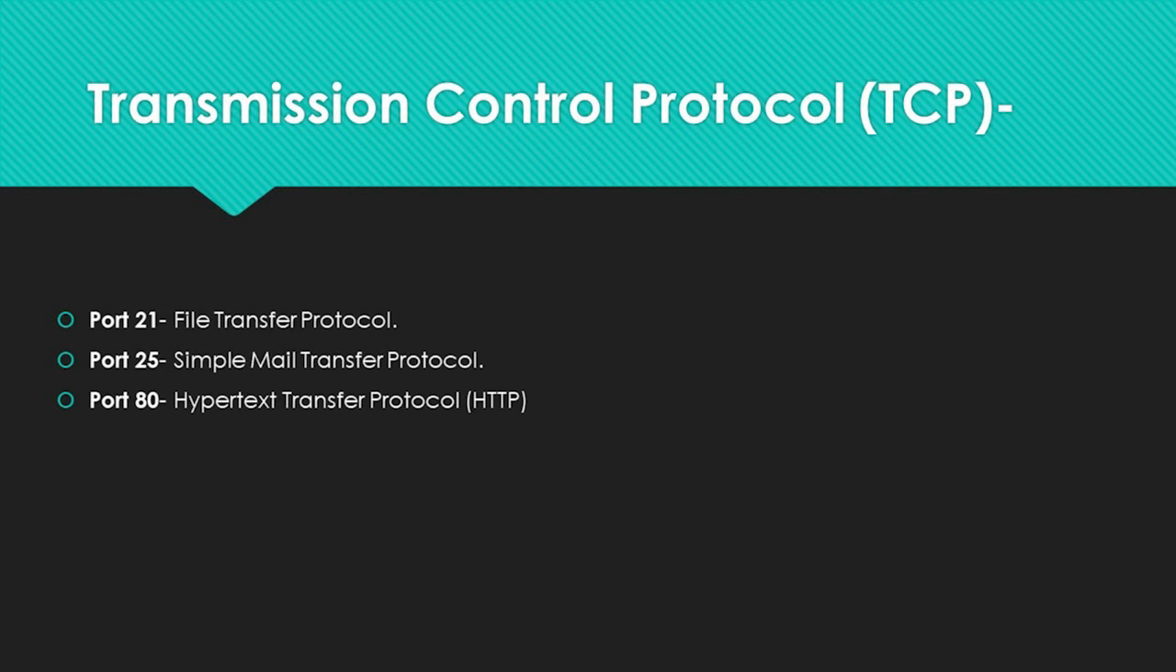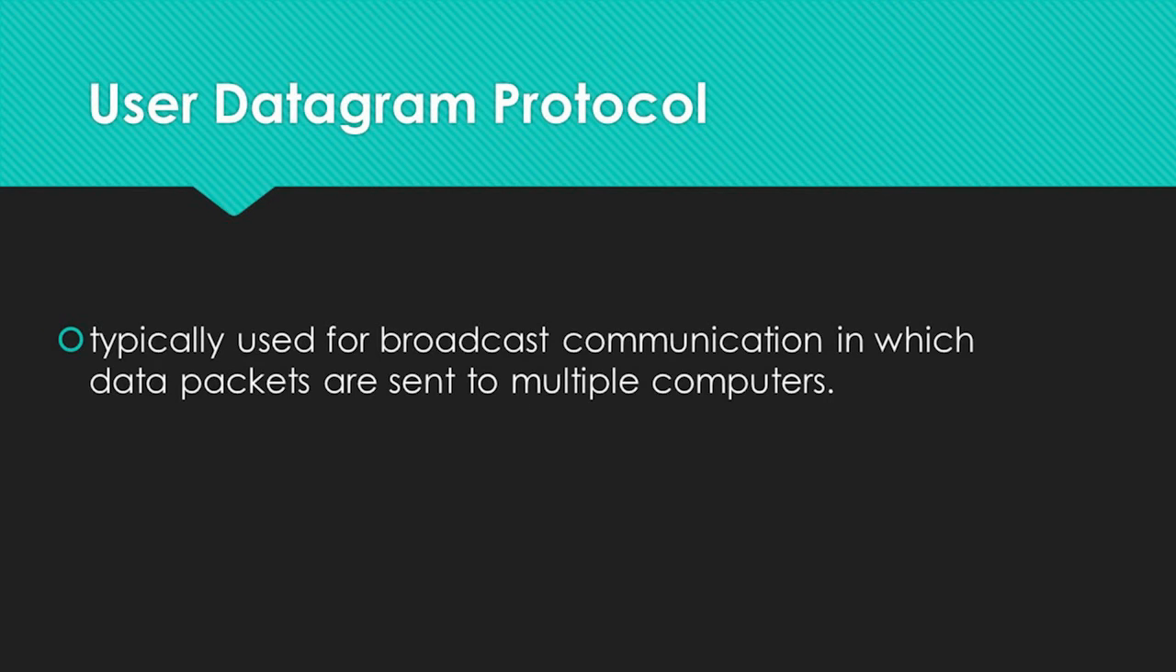And so we have the ports. Port 21, Port 25, and Port 80. Port 21 is for File Transfer Protocol. Port 25 is Simple Mail Transfer Protocol. Port 80, Hypertext Transfer Protocol. We have the User Datagram Protocol, typically used for broadcast communication in which data packets are sent to multiple computers.